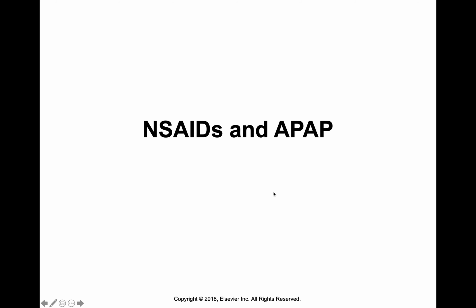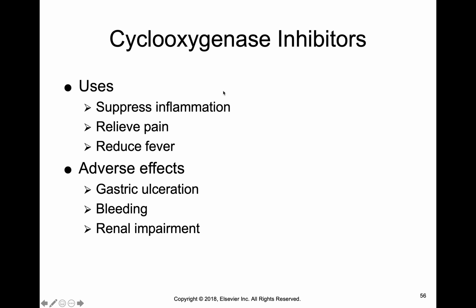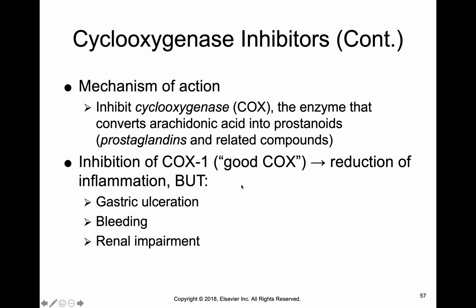Now moving on to NSAIDs and Tylenol, or acetaminophen. So cyclooxygenase inhibitors, we use them to suppress inflammation, pain, and fever. But what can they cause? Well, they can cause gastric ulcerations, bleeding, and renal impairment. Cyclooxygenase, or COX, is an enzyme that converts arachidonic acid into prostanoids, or prostaglandins and related compounds.